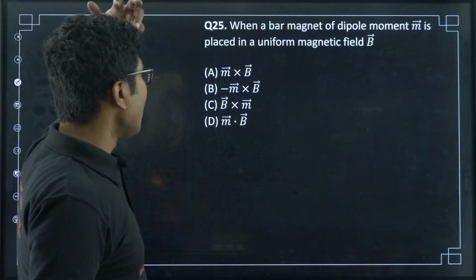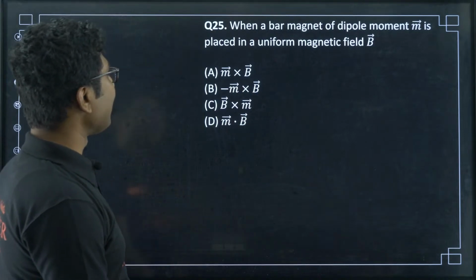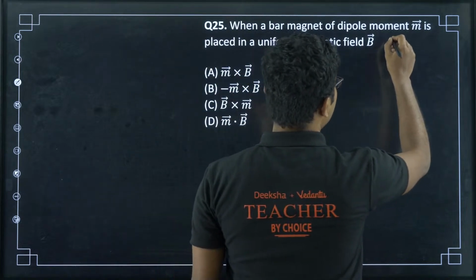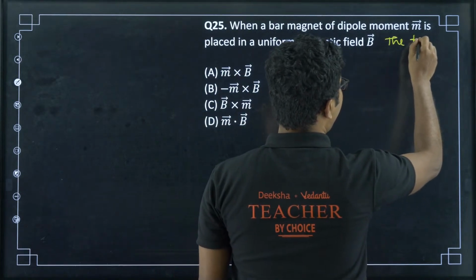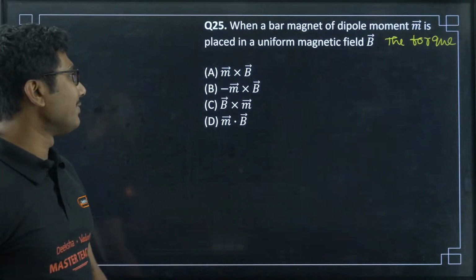Outside the magnet it travels from north to south, and inside the magnet it travels from south pole to north pole. Inside the magnet it is south pole to north pole. Next question: when a bar magnet of dipole moment M is placed in a uniform magnetic field B, the torque acting on it is given by.